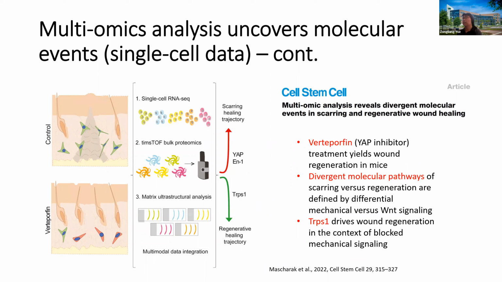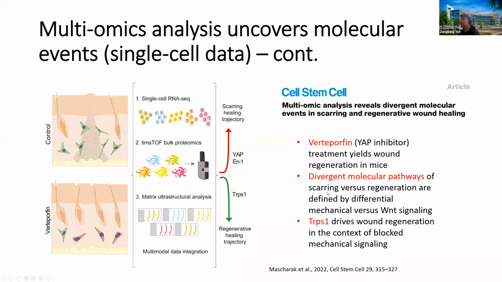Specifically, they highlight the single cell data they're using. They have this control and the verteporfin treatment. Verteporfin is known as a YAP inhibitor that yields wound regeneration in mice. Once you treat with that, it will not go to scarring healing, but to another trajectory, regenerative healing.